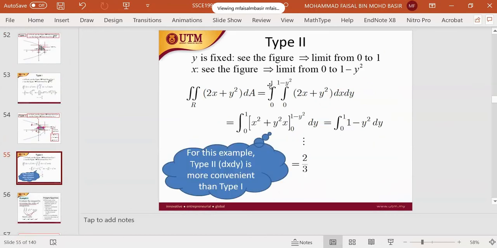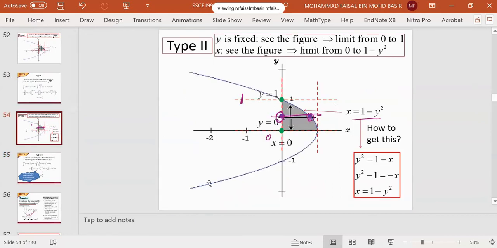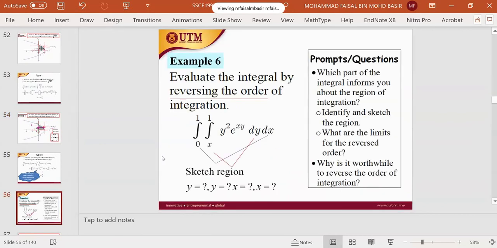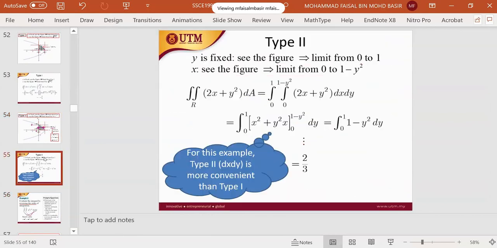So type 2 will be easier for the limit. You don't need to worry about the plus minus. But some of you maybe feel easy with type 1. Any question for this? Remember, the limit is not always zero. Okay? You have to see the region. Any question?